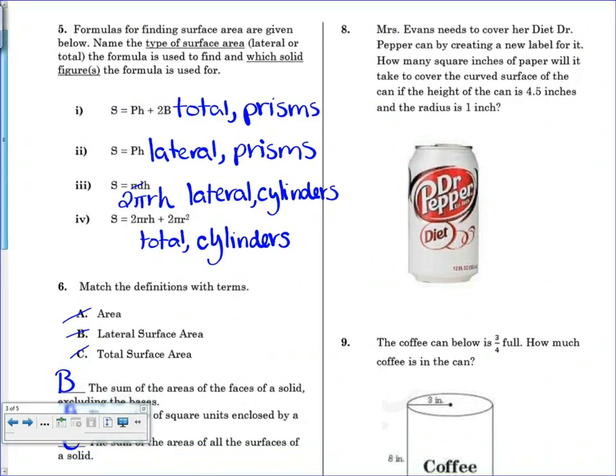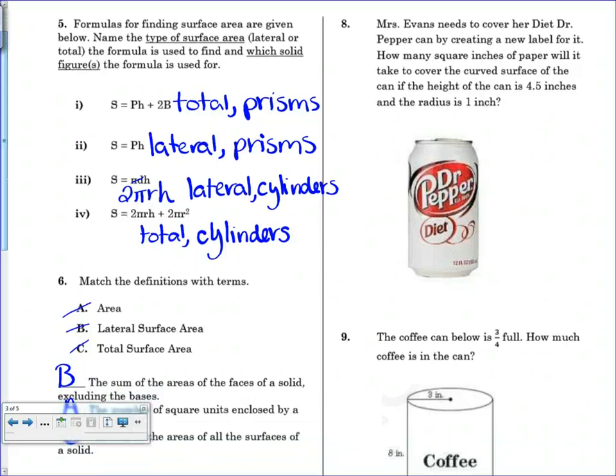Number 8. Mrs. Edmond needs to cover her Diet Dr. Pepper can by creating a new label for it. How many square inches of paper will it take to cover the curved surface of the can if the height of the can is 4.5 inches and the radius is 1 inch? So anytime you see curved surface, you're looking to use a lateral surface area.